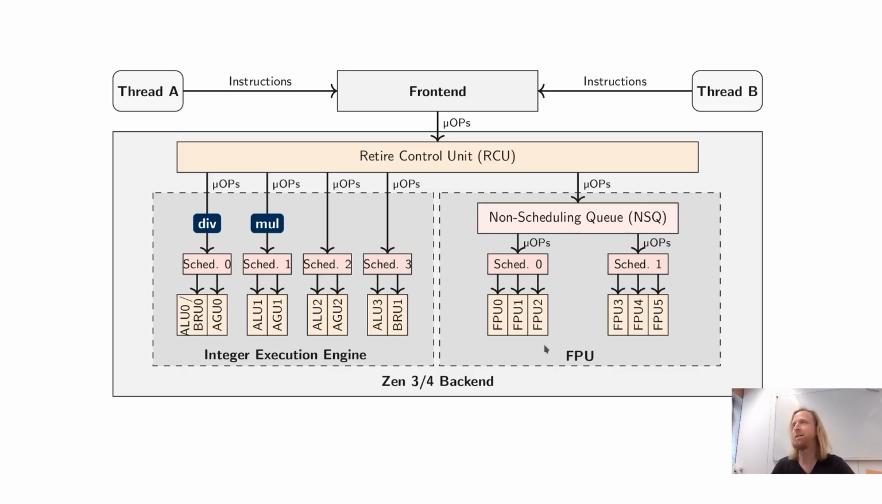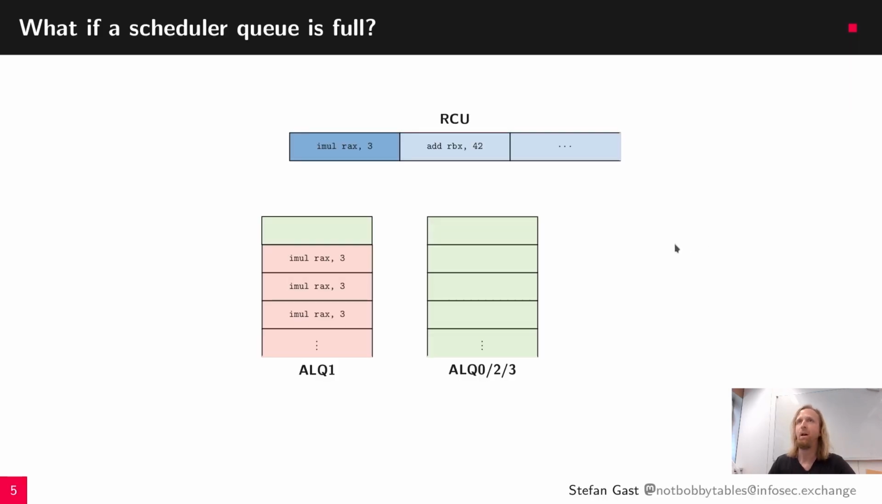Another part that has not been investigated so far is the floating point unit. Also, the question here is, how can we prime the schedulers for the floating point unit? Also, what happens if such a scheduler queue gets full?